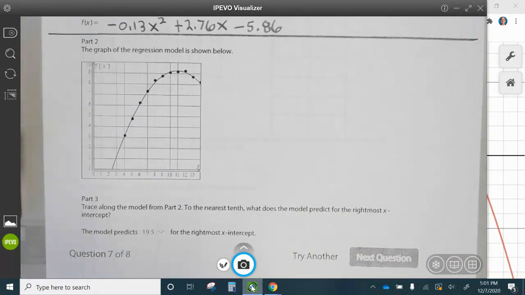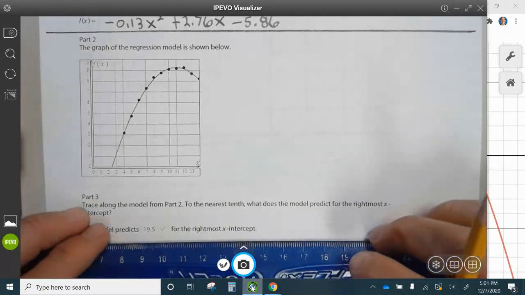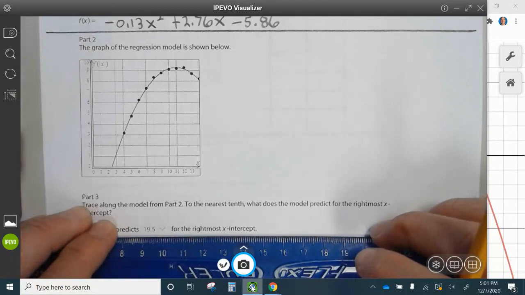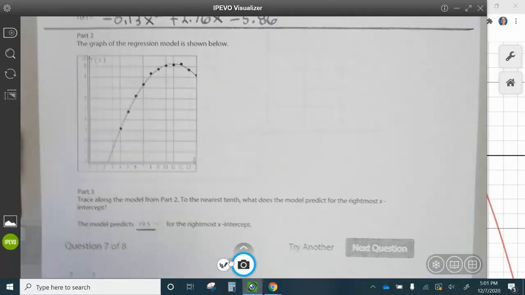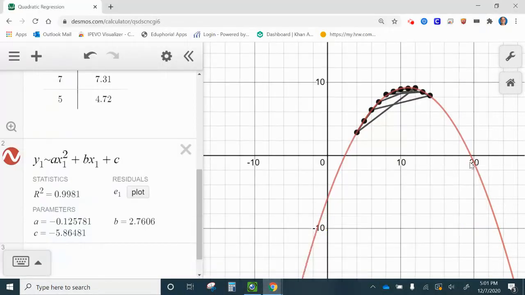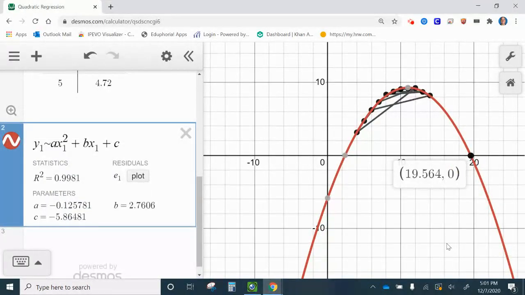Now the graph of the regression model is shown below. Trace along the model from part 2 to the nearest tenth. What does the model predict for the rightmost x-intercept? The model predicts 19.5 for the rightmost x-intercept. Okay, and you can find that by coming into Desmos, clicking right there. Okay. All right.